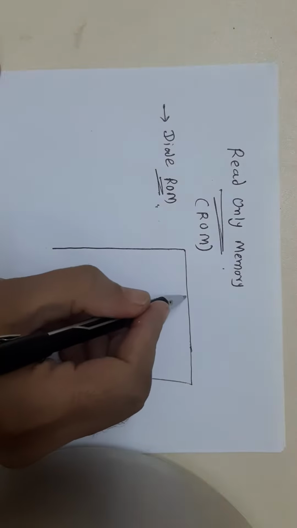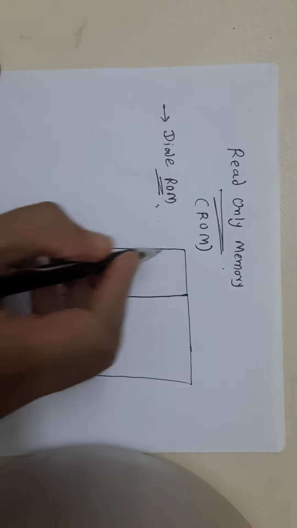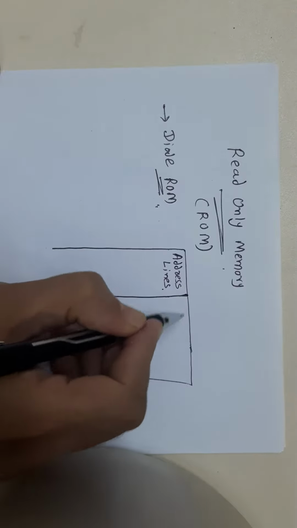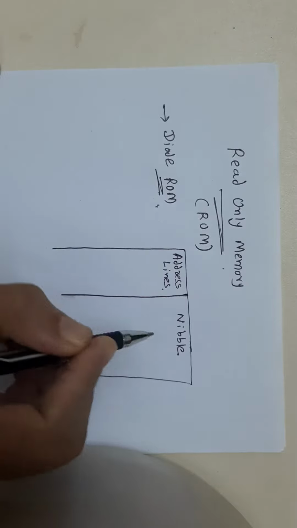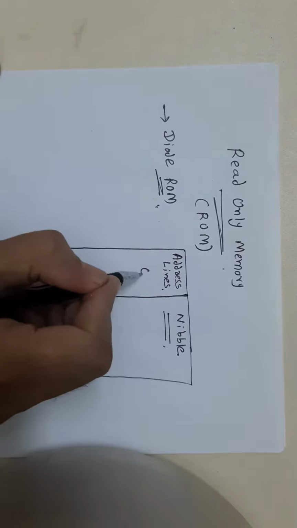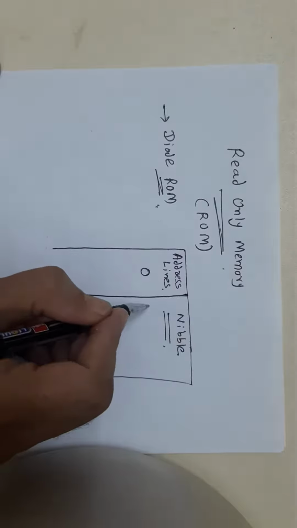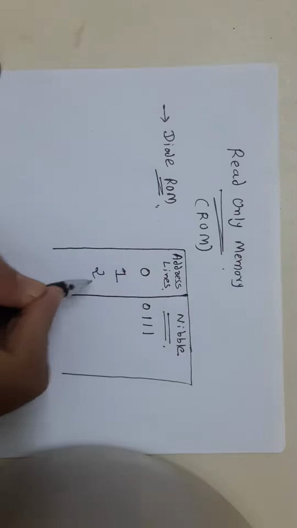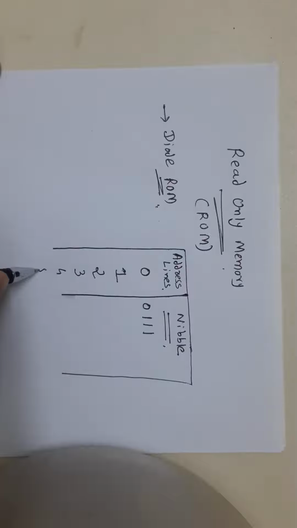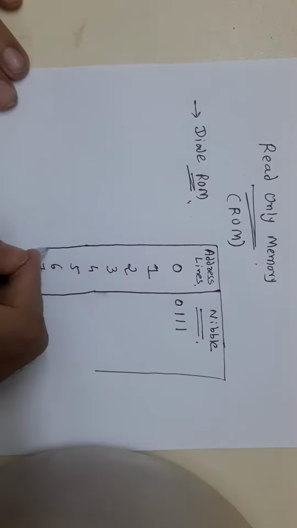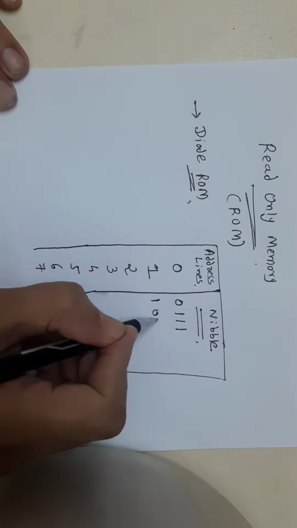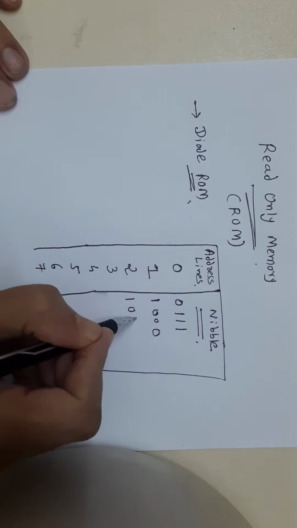This is your address line. And this is your nibble. If the address line is 0, what is your data? Data is equal to 0, 1, 1, 1. The other address lines are 1, 2, 3, 4, 5, 6, 7. For the next one the data is 1000, and any type of data you can select.